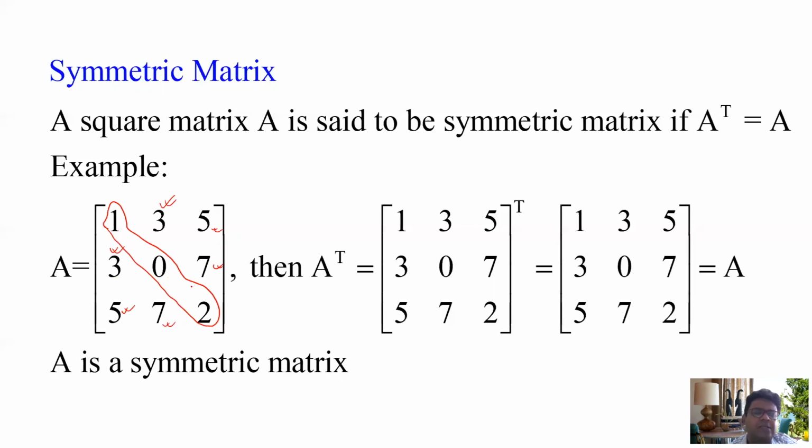If in any matrix, except for the diagonal elements, all elements are the mirror image of themselves, 3, 3, 5, 5, 7, 7, then you can say this matrix is a symmetric matrix, irrespective of your diagonal elements. So this is the checking.